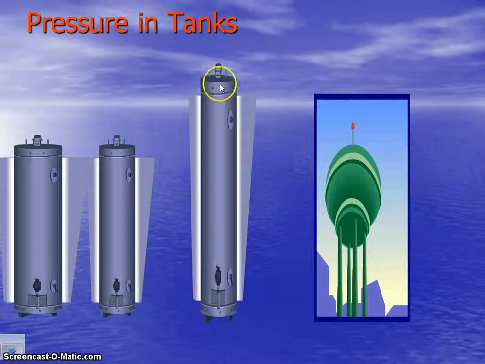How about this one? This one is going to have the greatest pressure of all at the bottom because it's taller than these two. Now take a look at this one. If this one were at the same height as this here, and these pieces here contain the water, then the pressure at the bottom of the tank here would be the same as the pressure in these two over here.